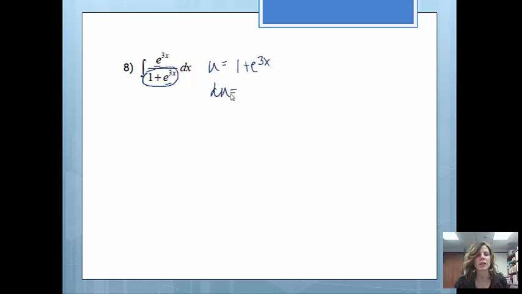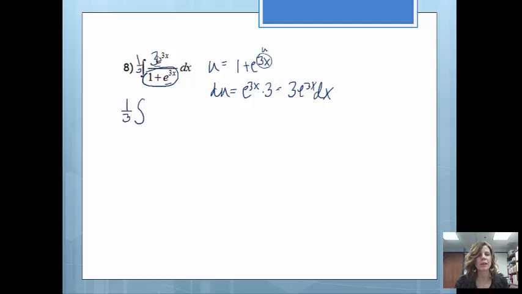All right, let's take the derivative. The derivative of 1 is just 0. The derivative on this one would be like an e to the u. The derivative of e to the 3x is just e to the 3x, but then we have to multiply by the derivative of the 3x, which is 3. So this will actually be 3 e to the 3x dx. And now if I look at my problem, notice I actually have e to the 3x dx. I'm just missing the 3. So I'm going to put a 3 on the inside, 1/3 on the outside.